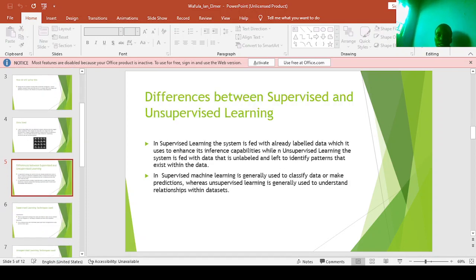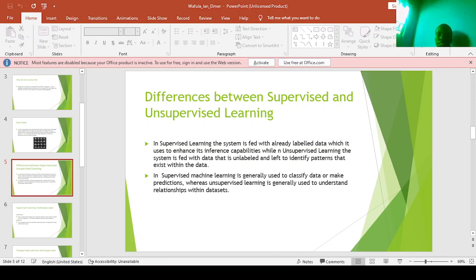And so here I'll go through the differences between supervised and unsupervised learning. In supervised learning, the system is fed with already labeled data, and this helps the system to identify the patterns within the data, so the system is able to learn, and it's actually much quicker.